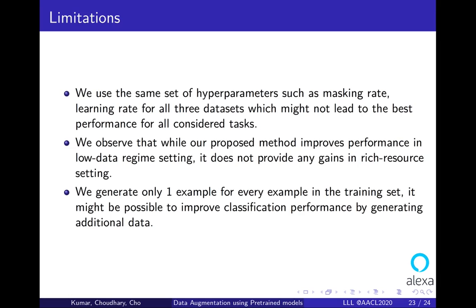Another limitation of our work is that we are only generating one example per training example. It might not, again, be an optimal setting. It is very much possible that one can improve classification performance by generating additional data, say 5 examples per training example. We leave these for future research. We hope that the NLP community can benefit from our findings and improve upon our work.